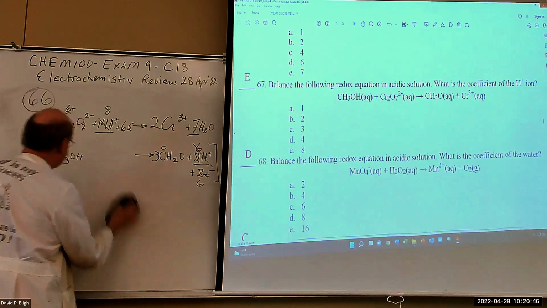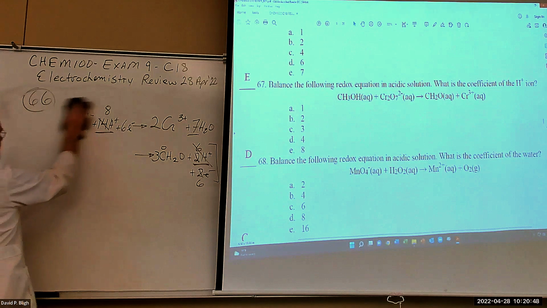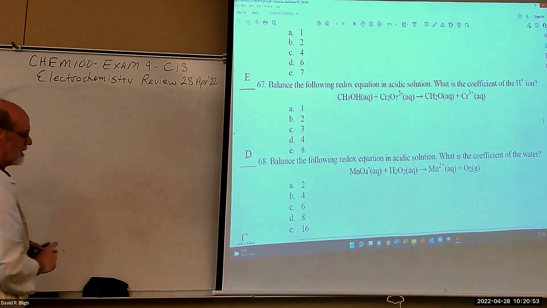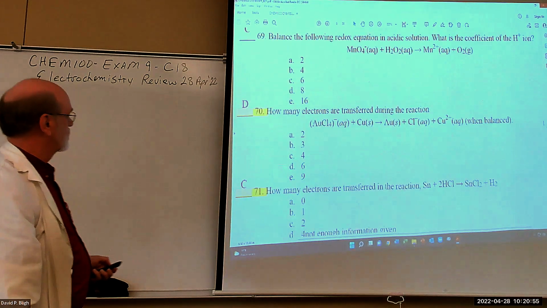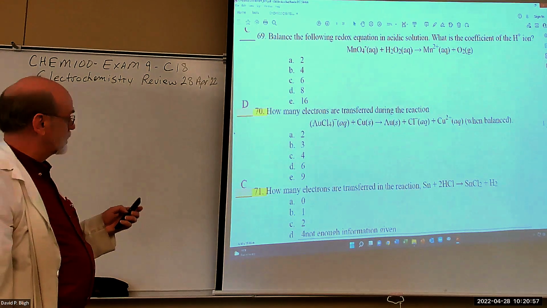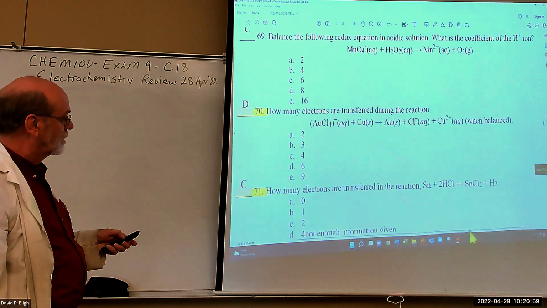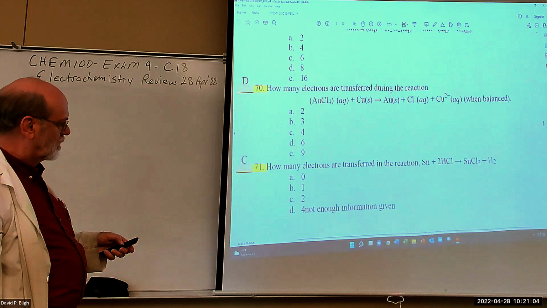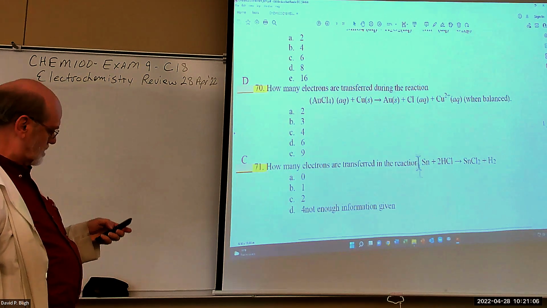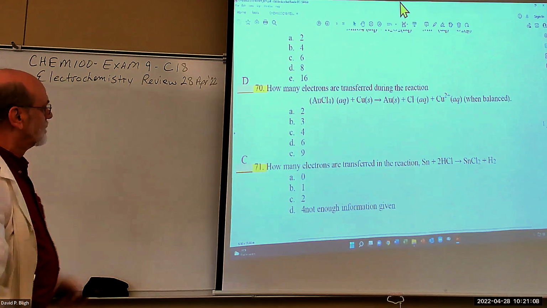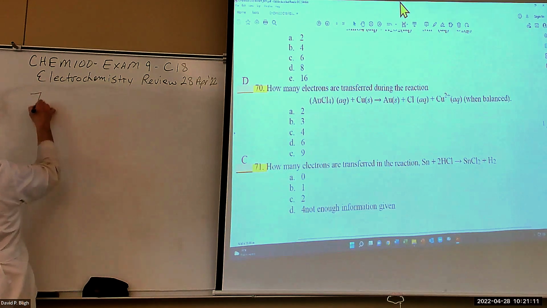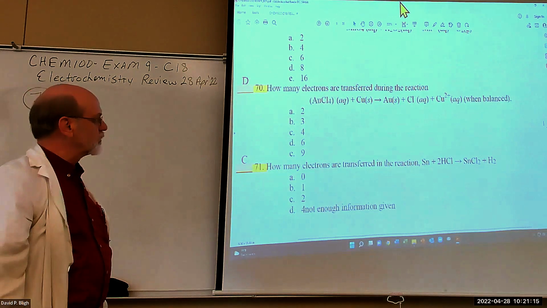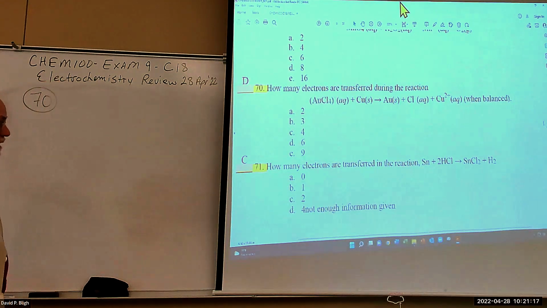Okay. Let's see here. Let me scroll this a little bit. Well, that one only goes down to D. All right. 70. How many electrons are transferred during this reaction when balanced?